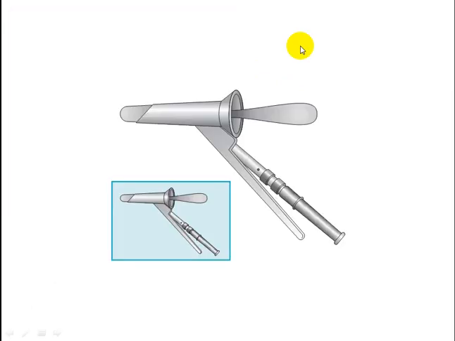This is a proctoscopy that you can use to inspect the anal canal and the lower part of the rectum by the guide of light, and you can take a biopsy if you need it.